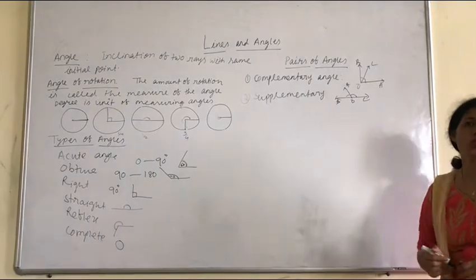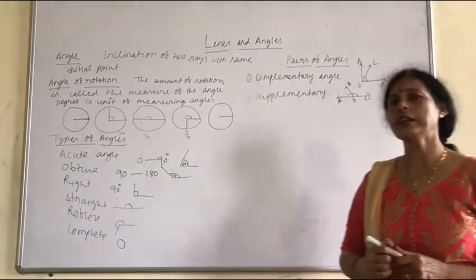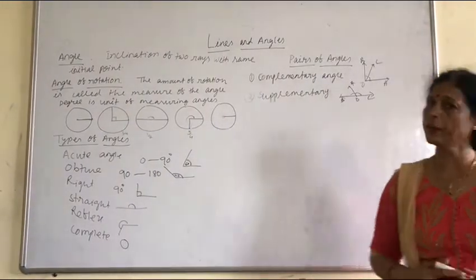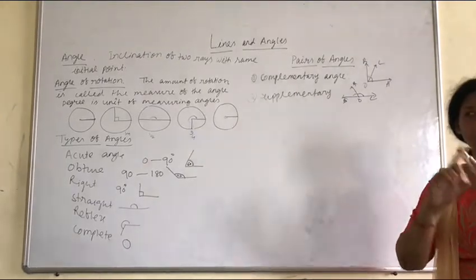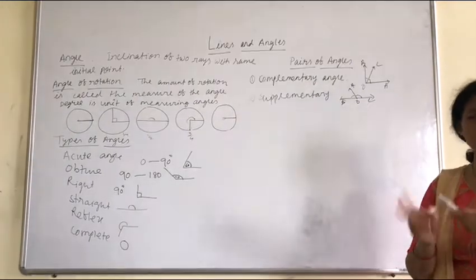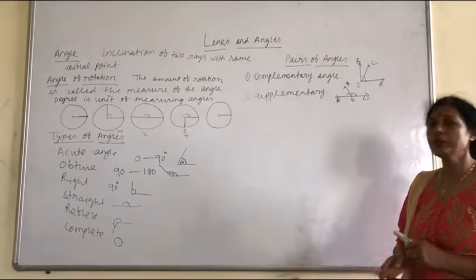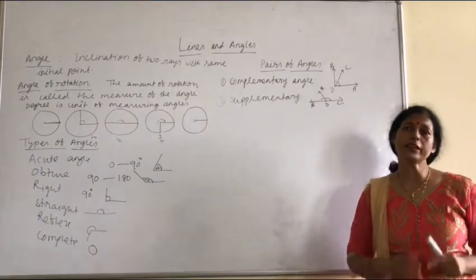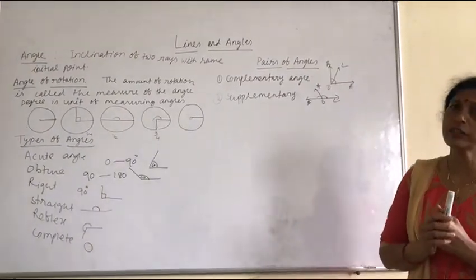If the sum of two angles is 180 degrees, then they are supplementary angles. If the sum of two angles is 90 degrees, they are complementary. Supplementary: the sum of two angles is 180. So if one angle is given, a question arises here.